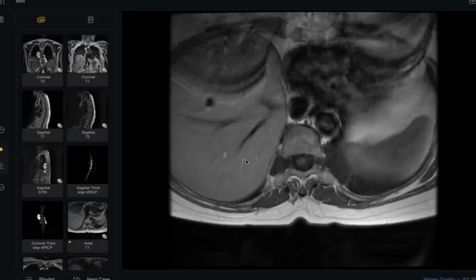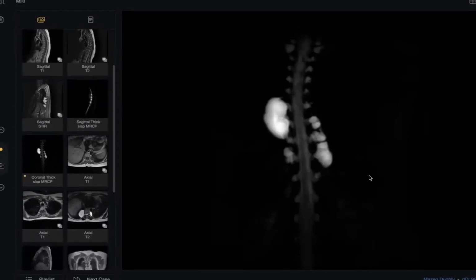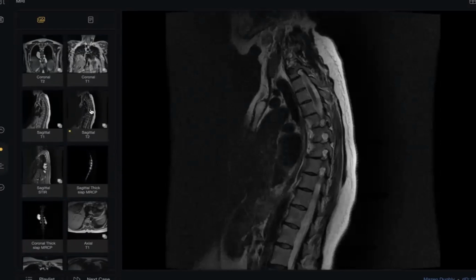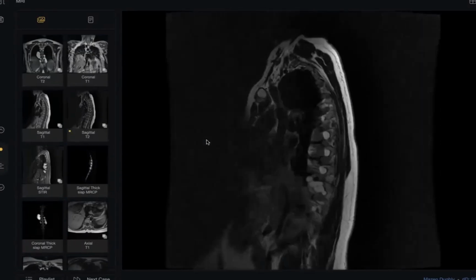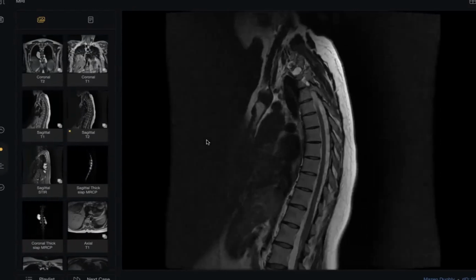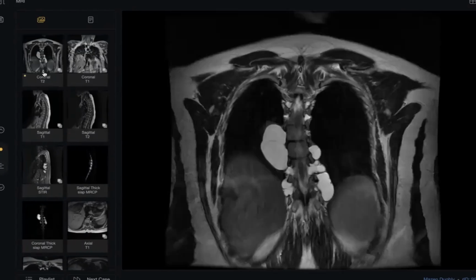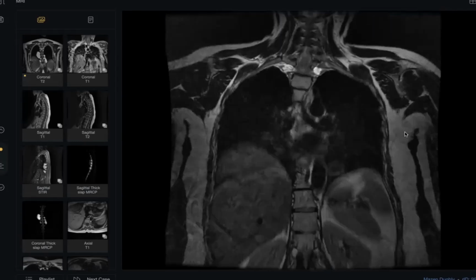It is low on T1. I would like to correlate with T2 to characterize these lesions. Yes, they are high on T2, so these are fluids. They are connected to the spinal foramen, raising the possibility of meningoceles. These are lateral meningoceles. So I'm very concerned about NF1.